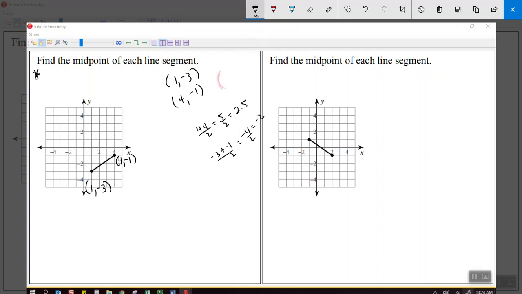What is this? How do I change the color? There it is.